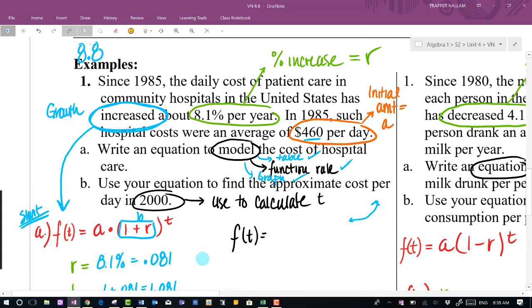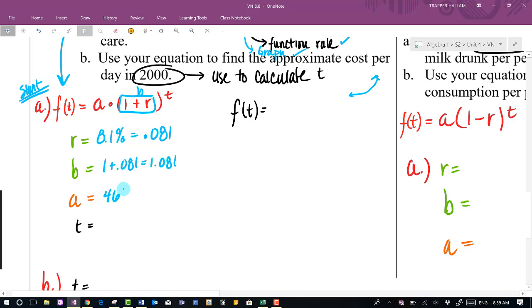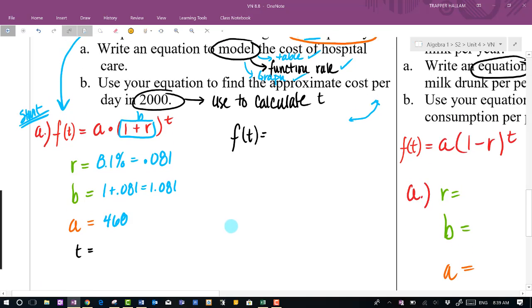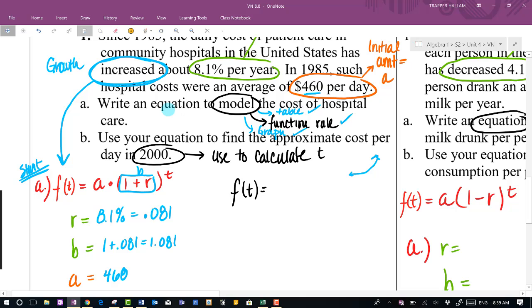Our A value we identified right away was $460 per day. And it's weird that it's per day. Don't worry about that. You should be able to recognize that that's your initial amount. So I'm going to put down here for my initial amount is $460 per day. Now, the time is something that we don't know yet. They don't give us time when we're making the model.